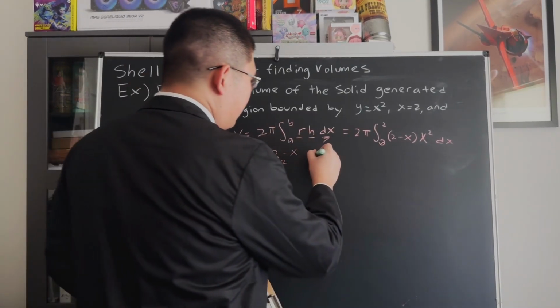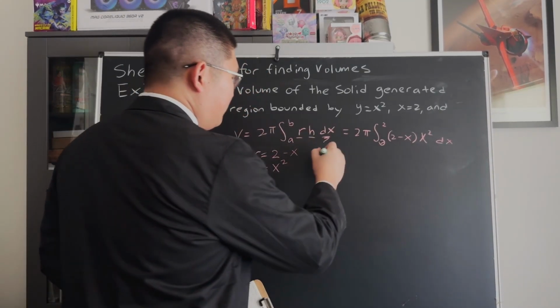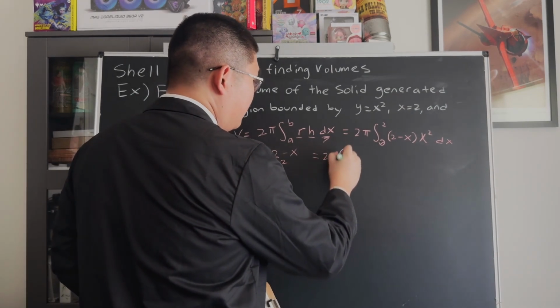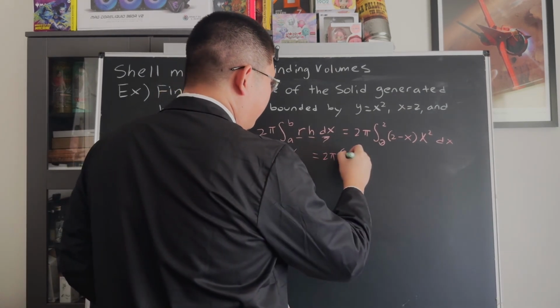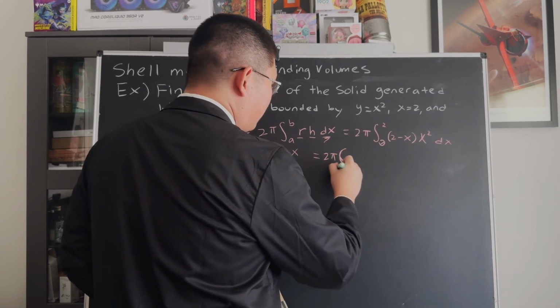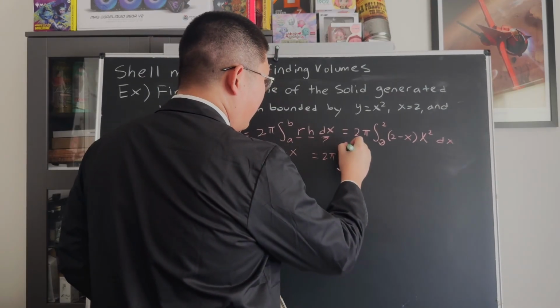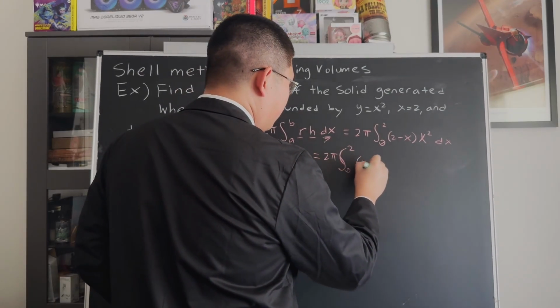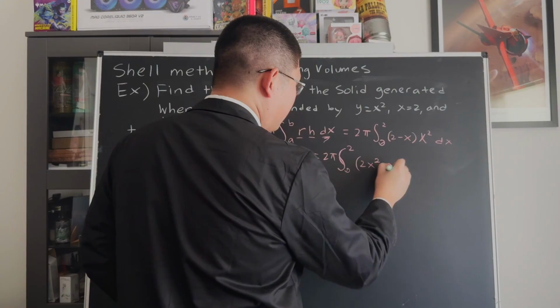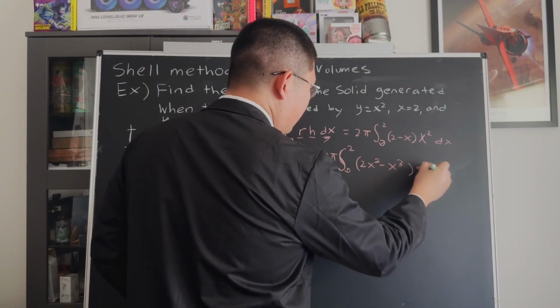Okay, now this is obviously something that we can very easily integrate, so let's see if we can get around that. We leave the 2 pi on the outside, and then we will still have the integral, because we want to distribute out that x squared. So it becomes 2x squared minus x to the third power dx.